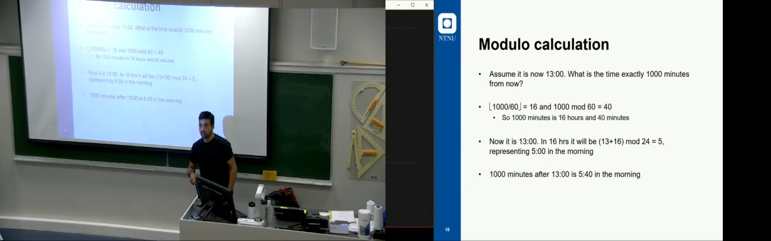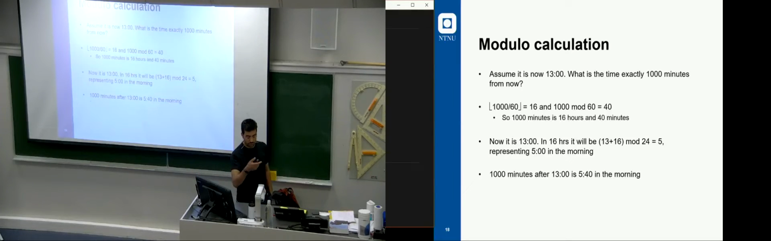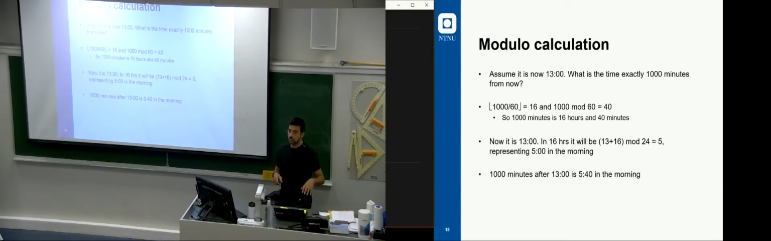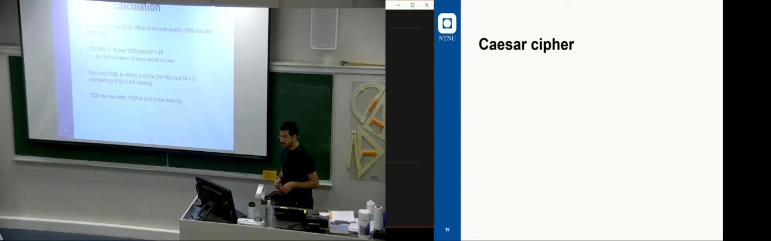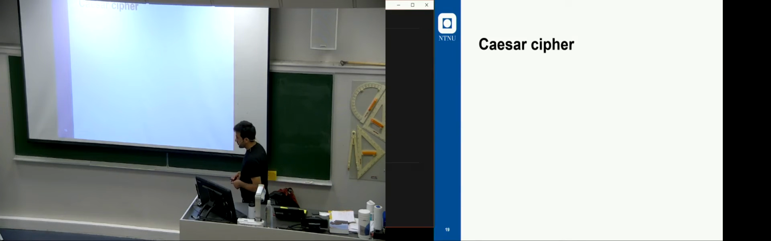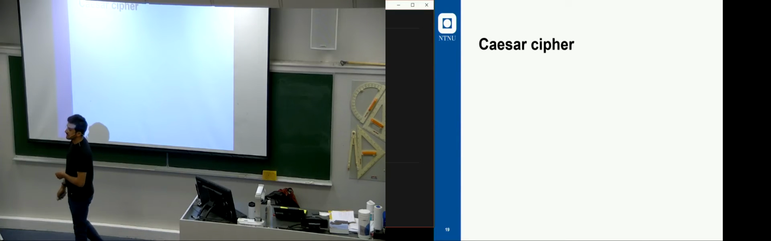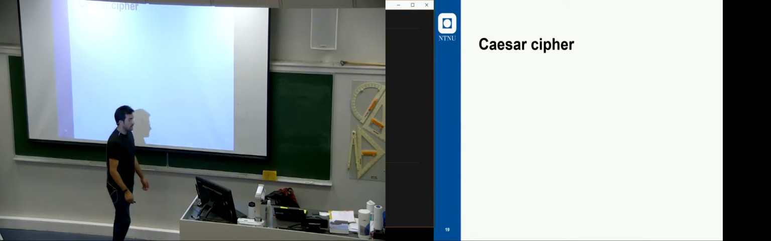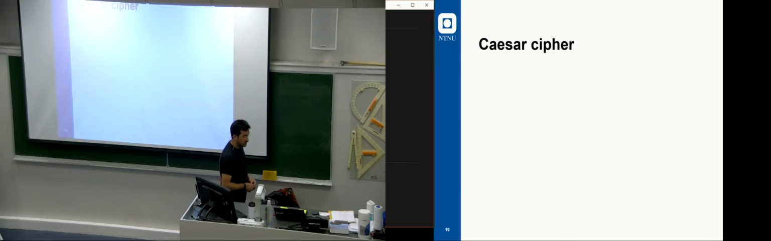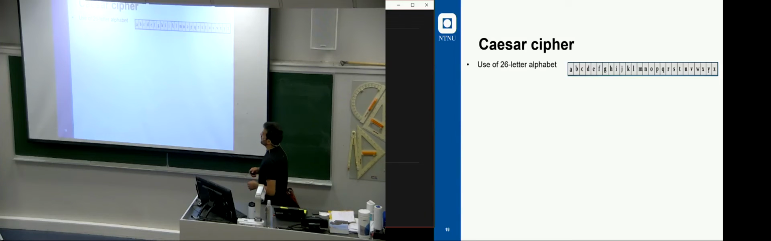And I want you all, some of you know, but you all should watch some tweets about that. Now we have a first actual cipher. That is what we call a Caesar cipher, named after Caesar, who was the Roman emperor. What he did is he used a 26 character alphabet.